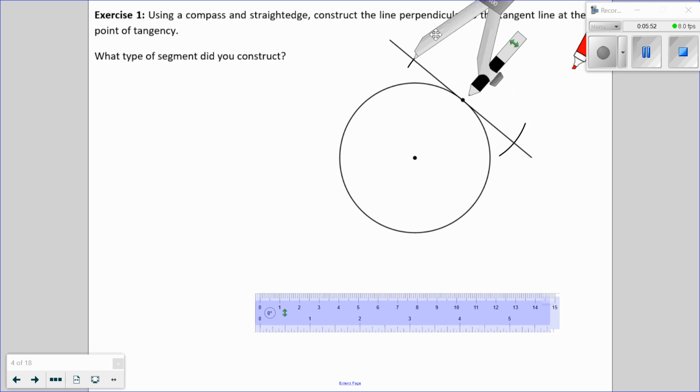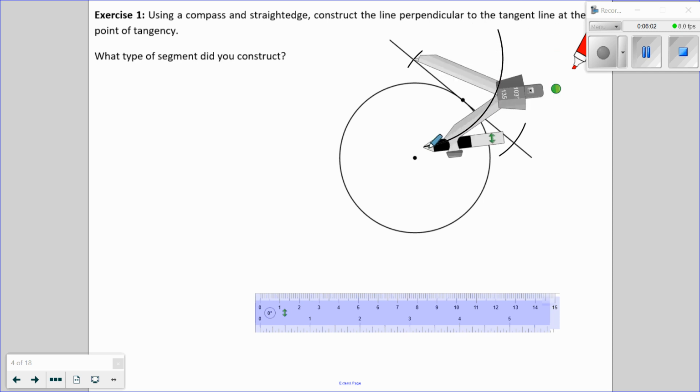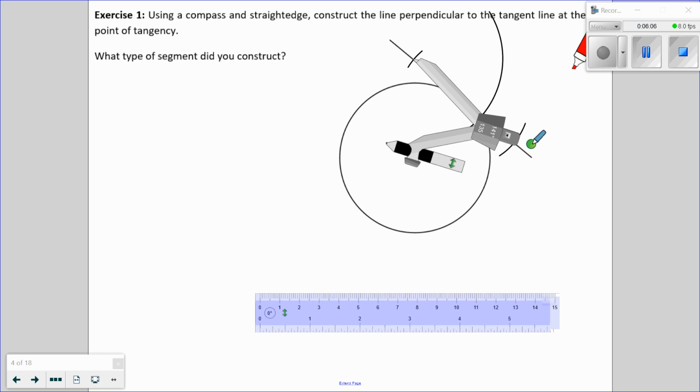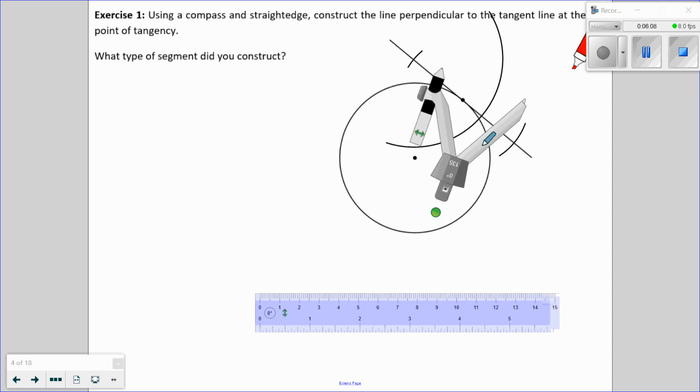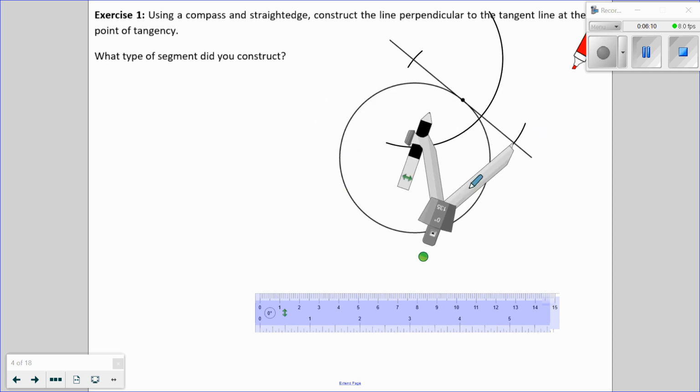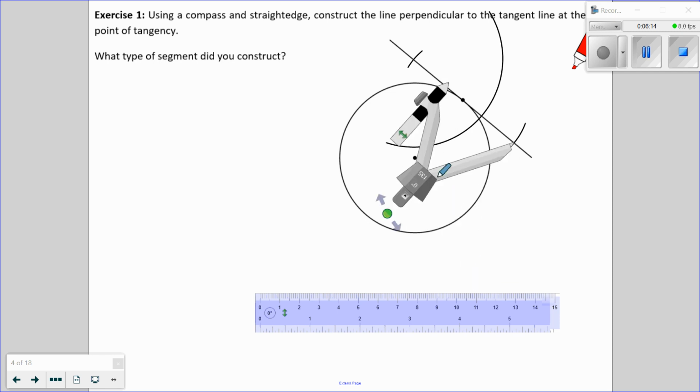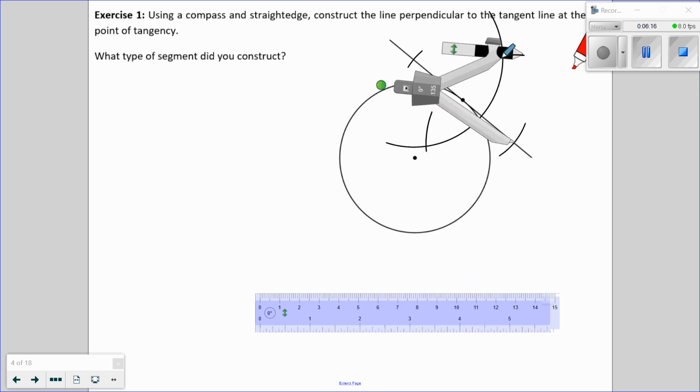I'm going to put my needle here. I have to open my compass a little bit more than what it already was. Mark an arc. And this arc has to be marked on both sides. And now do the same thing from the other point of intersection that you created. Now I don't need the full half a circle. I just need to know where the 2 arcs will intersect.